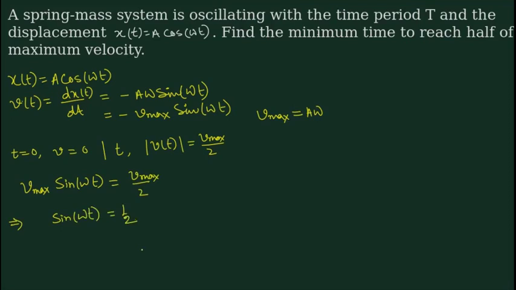Okay. And we know that the value of sine pi by 6 is half. So omega t equal to pi by 6. Okay. So that means t equal to pi by 6 omega. And we also know that omega equal to twice pi by the time period T. Okay. So the minimum time taken will be the time period T by 12. Okay.